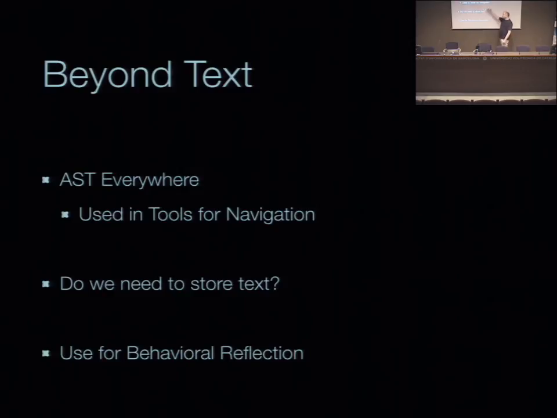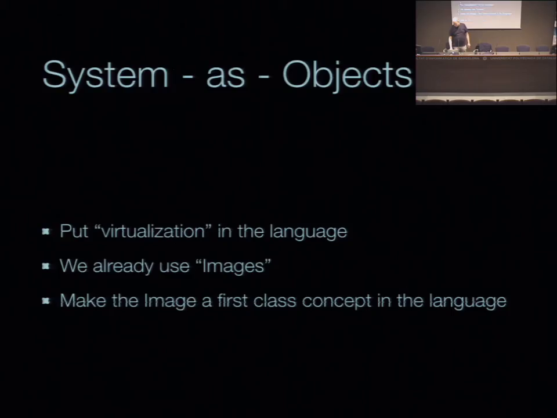And the question is, can't we go further? Maybe we don't even need to store text. Who knows? Maybe we can have an editor that directly transforms the AST with every keystroke, something like that. And we want to use that for behavioral reflection, so that we can deeply change the behavior of a computation, for example, when we want to do profiling or other things, or maybe going into directions like aspect-oriented programming, things like that.